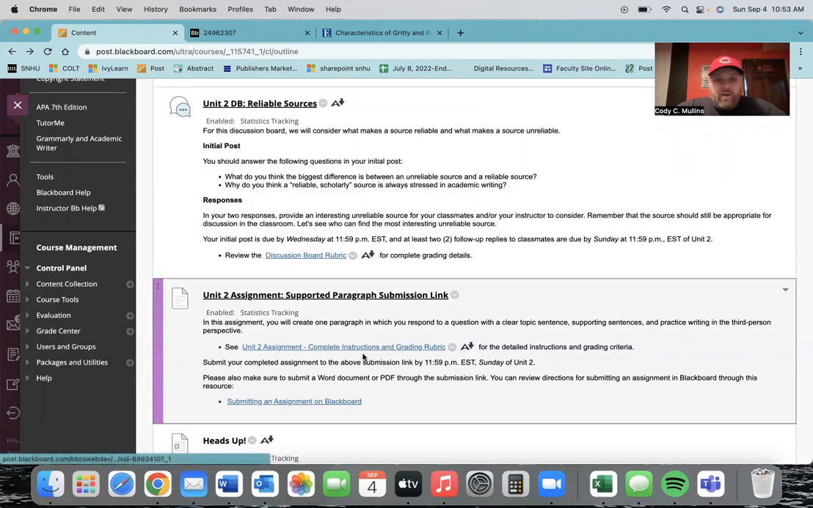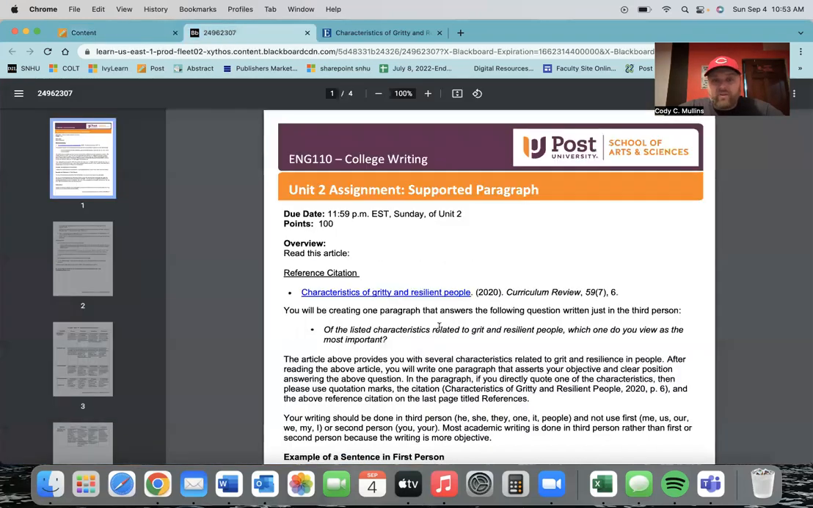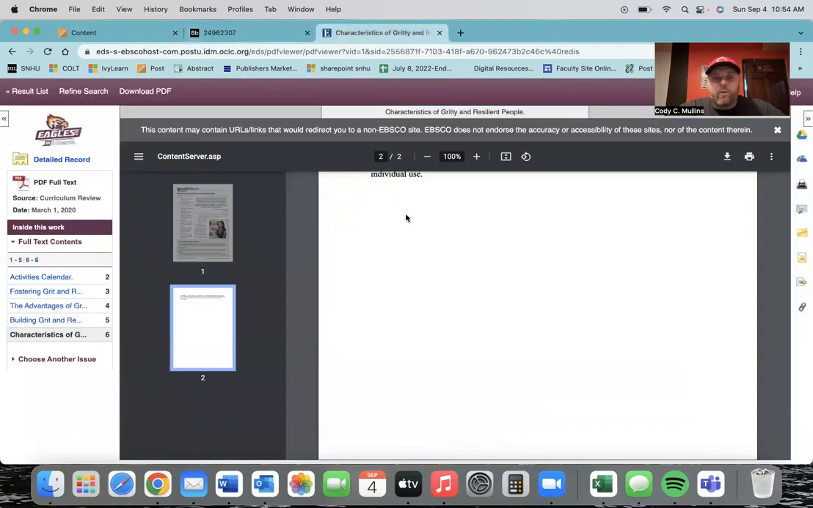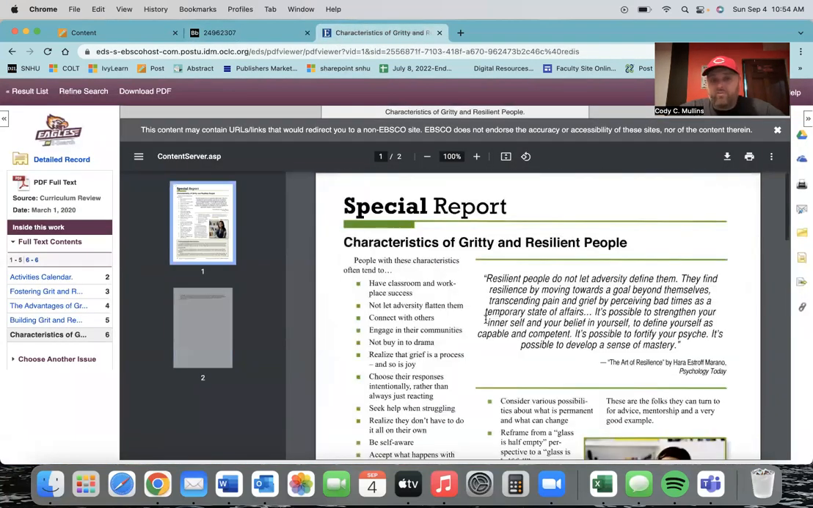So when you click in here, you want to click on the Unit 2 assignment. This is where you're going to find it, and it opens up to this. And so what you're going to do first is read this article, which is called Characteristics of Gritty and Resilient People. When you click on it, you'll be sent to our libraries page. You need to log in with your post ID, your same login you do with Blackboard and all that. And this is the article that it will pop up with.